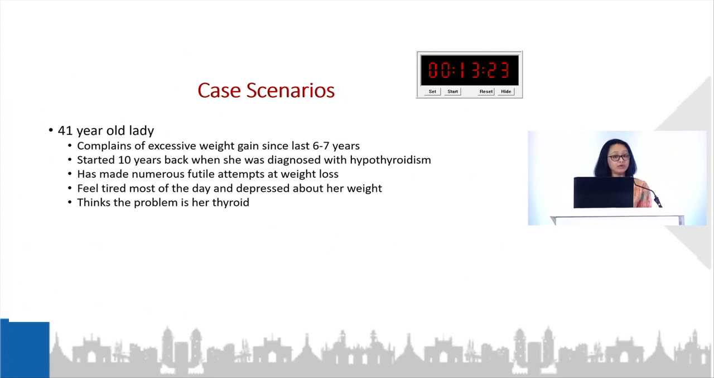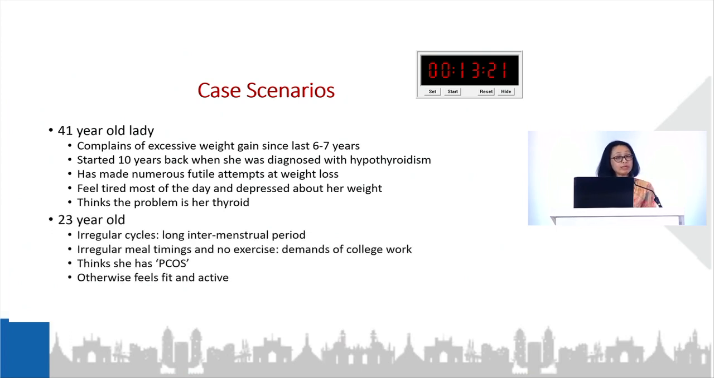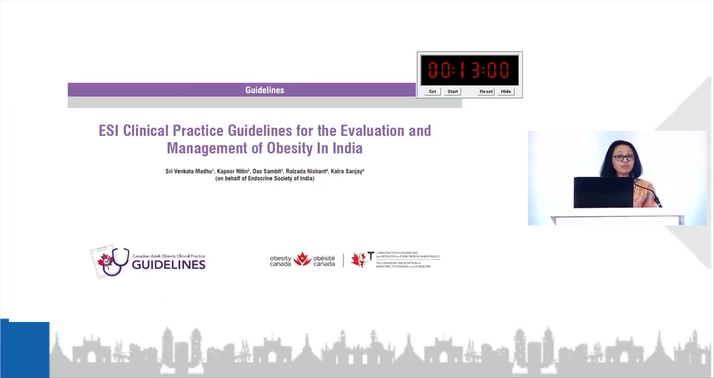And she thinks the problem is her thyroid and that it's high time she consulted her endocrinologist. Another one is a 23-year-old lady who has irregular cycles in the form of oligomenorrhea. She has irregular meal timings and no exercise because of the demands of college work. She thinks she has PCOS, otherwise she feels fit and active, and now she plans to consult a gynecologist, a physician, or an endocrinologist.